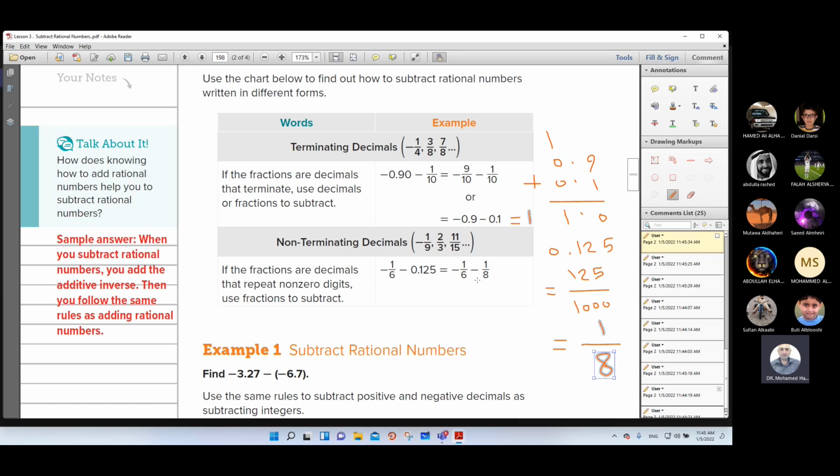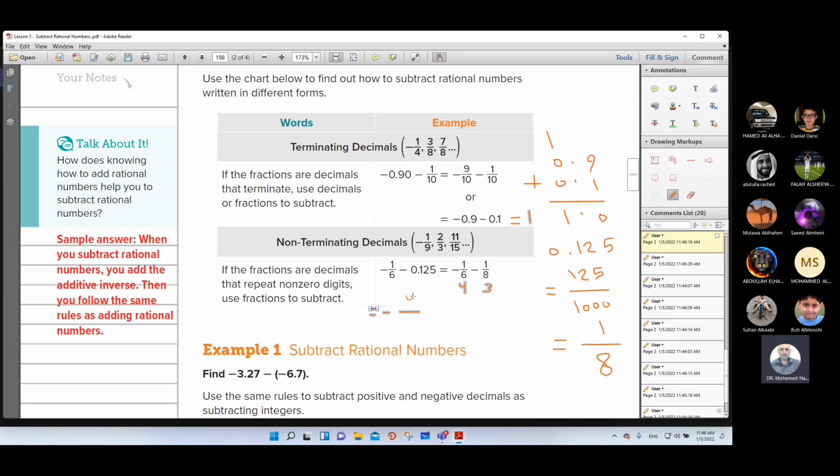Now, how to do this subtraction? We cannot do the subtraction directly because here we have different denominators. So what I do, you can find the LCD between 6 and 8. The LCD between 6 and 8 will be 24. Which number times 6 equals 24? Multiply here by 4. Which number times 8 equals 24? Multiply here by 3.